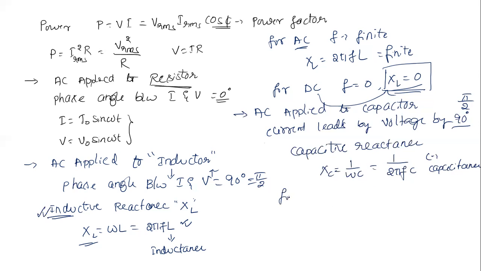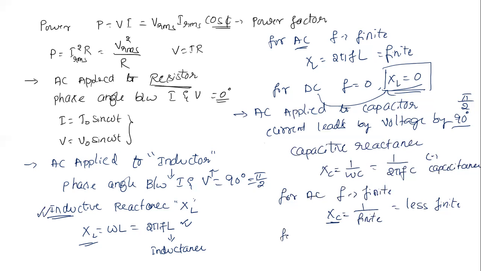So let us see for AC. Frequency is finite, meaning there is some value of frequency. Then look here: XC becomes 1 by a finite value, so it will become less finite. What is the meaning of less finite? XC is low and it will oppose very little.